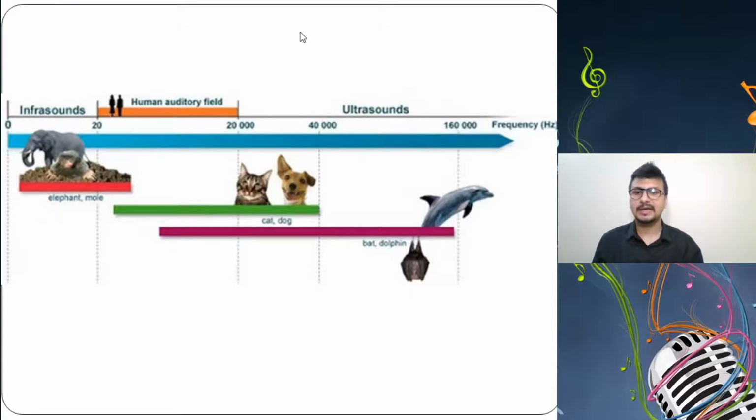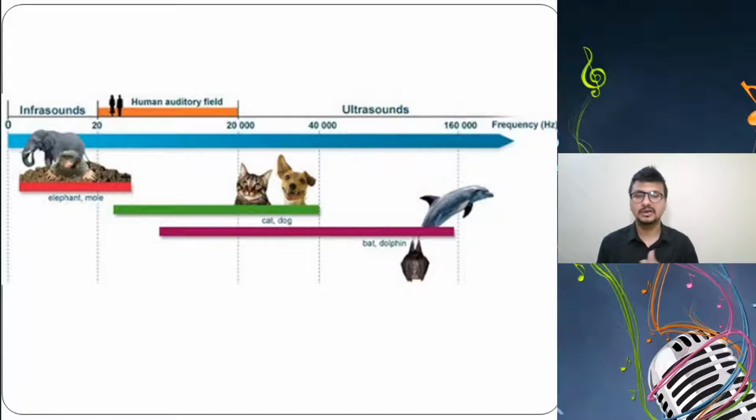If you take the example, you can see the elephant mode. Elephants listen to sound from 0 to 20 hertz. This is called the infrasonic range, where animals like elephants hear sound of 0 to 20 hertz.